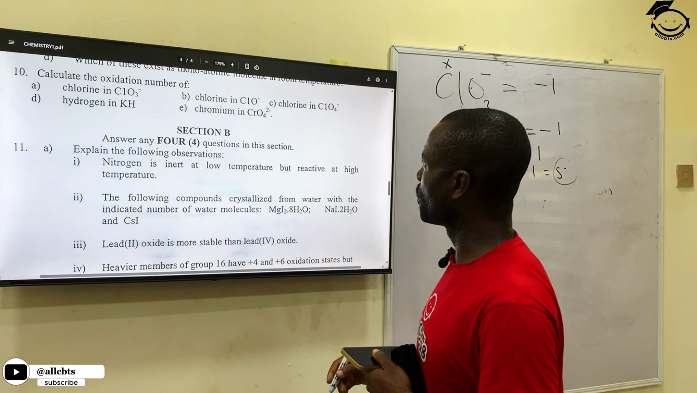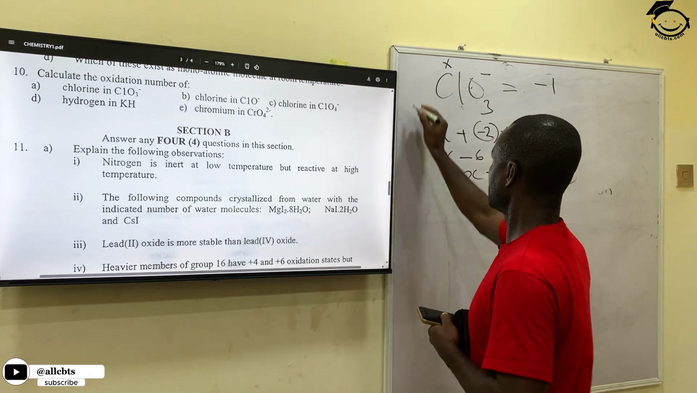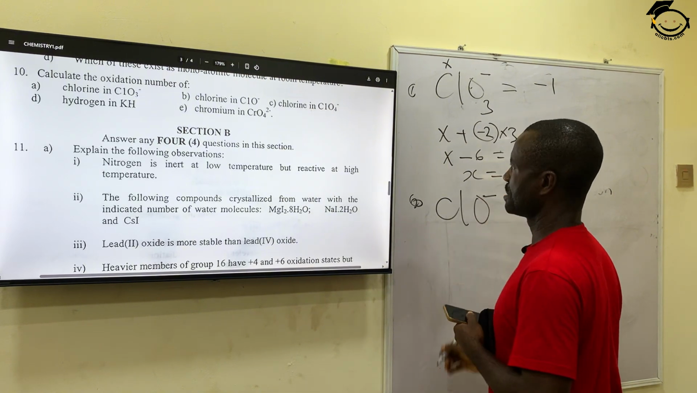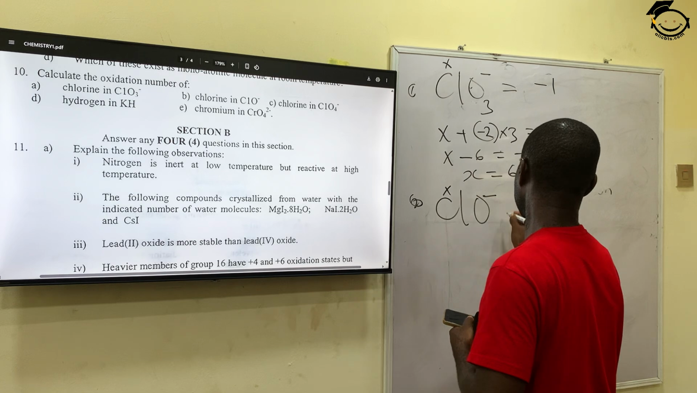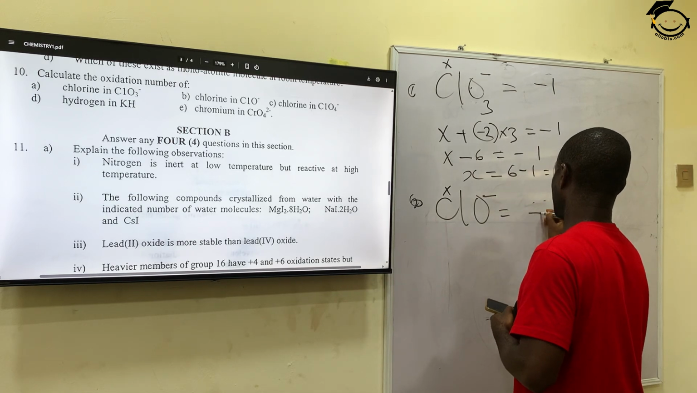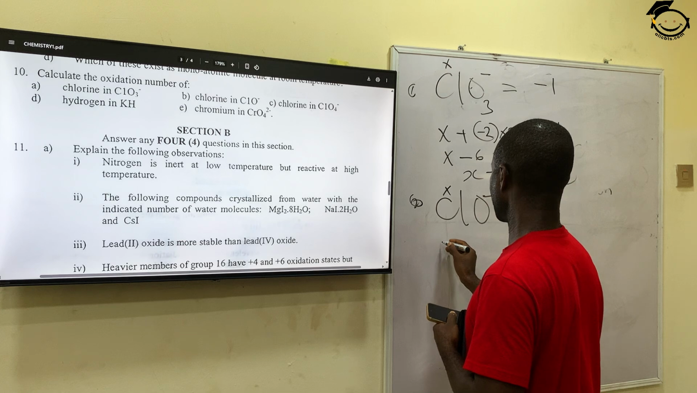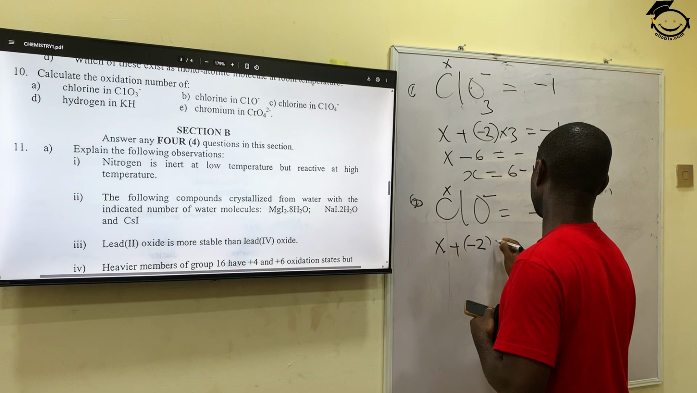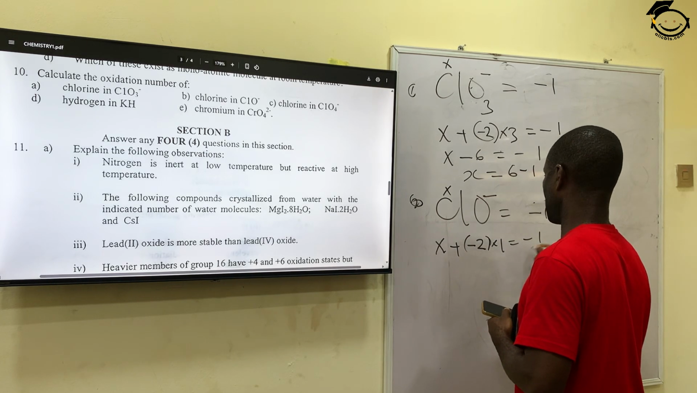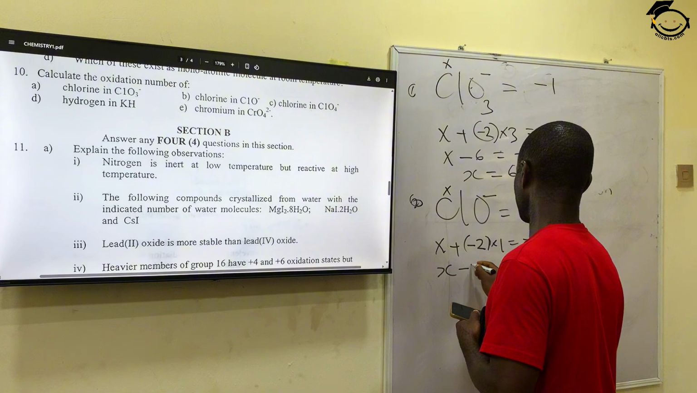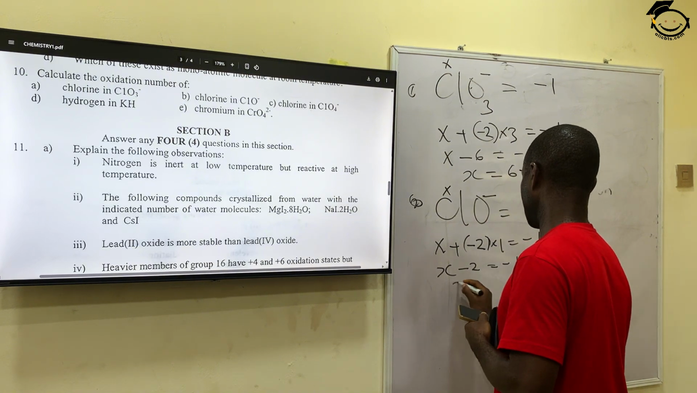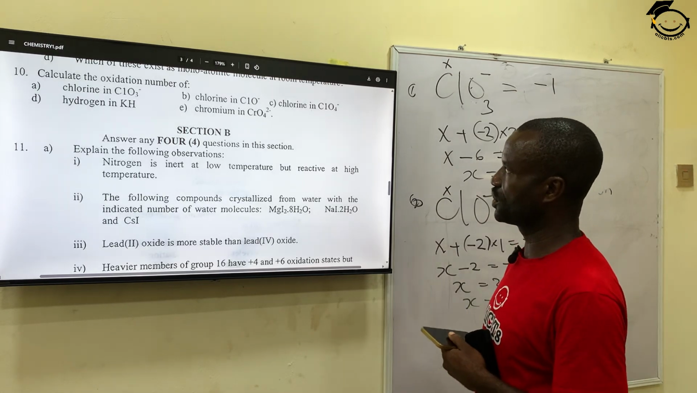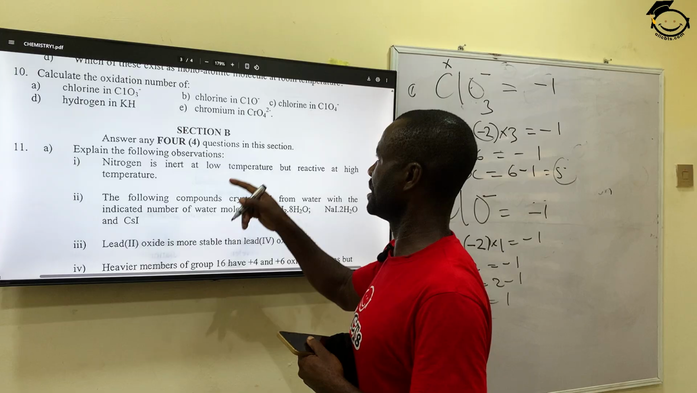Number B, chlorine in ClO minus. The oxidation number X again, equate it to minus 1. So add the oxidation numbers together: X plus minus 2 times 1 equals minus 1. X minus 2 equals minus 1. X equals 2 minus 1. X equals 1. So the oxidation number of chlorine in this is 1.